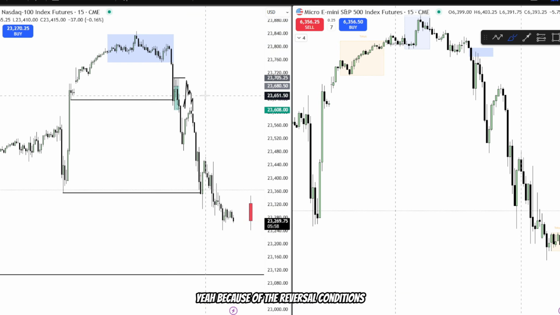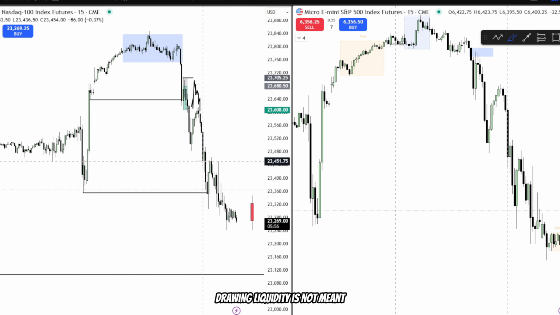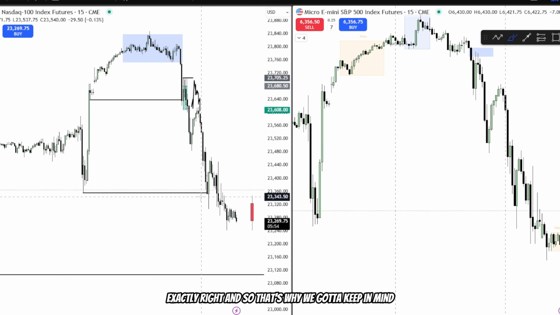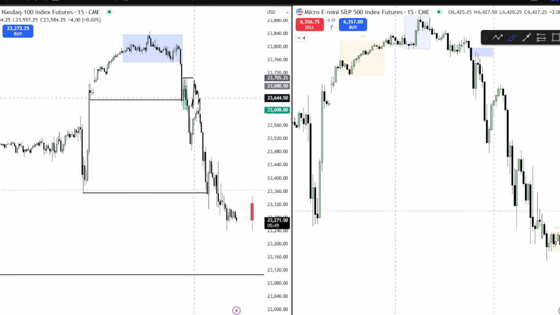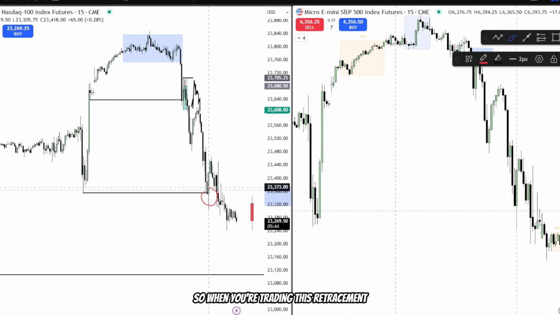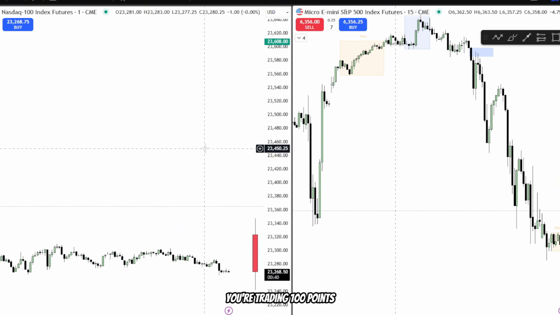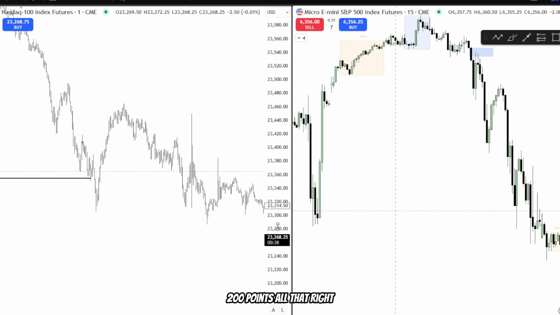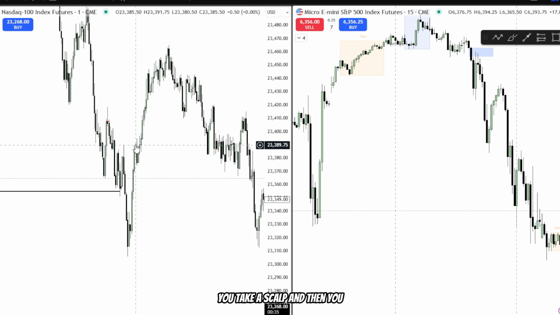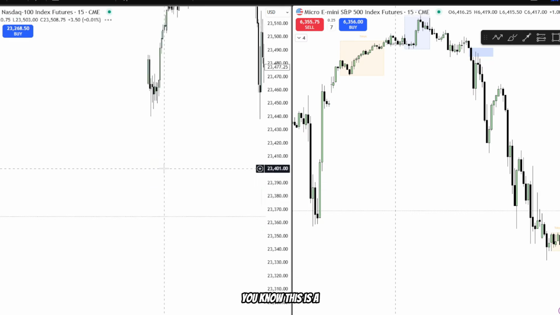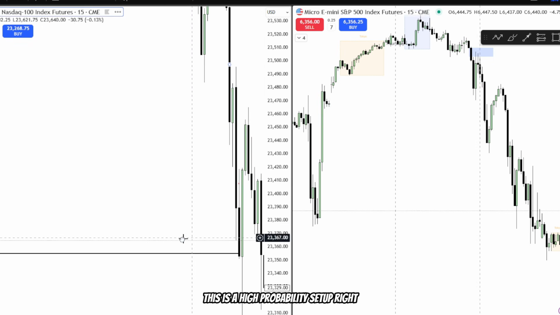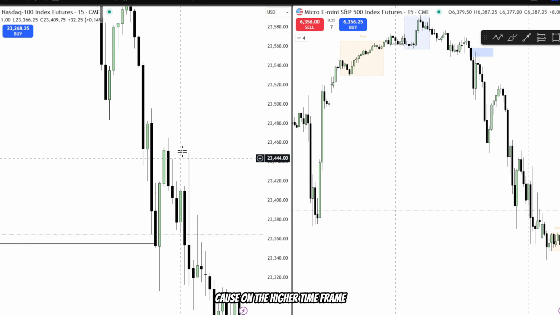Because of the reversal conditions: the higher time frame drawn liquidity is not met, and the reversal condition, exactly. And so that's why we've got to keep in mind the higher time frame market maker model. So when you're trading this retracement, it's going to be a small scalp. It's not going to be 100 points, 200 points, all that. And this is why you do it on the lower time frame. You take a scalp, and this is a high probability setup, but you have to be careful because on the higher time frame it's still bearish. So you're trading counter trend.